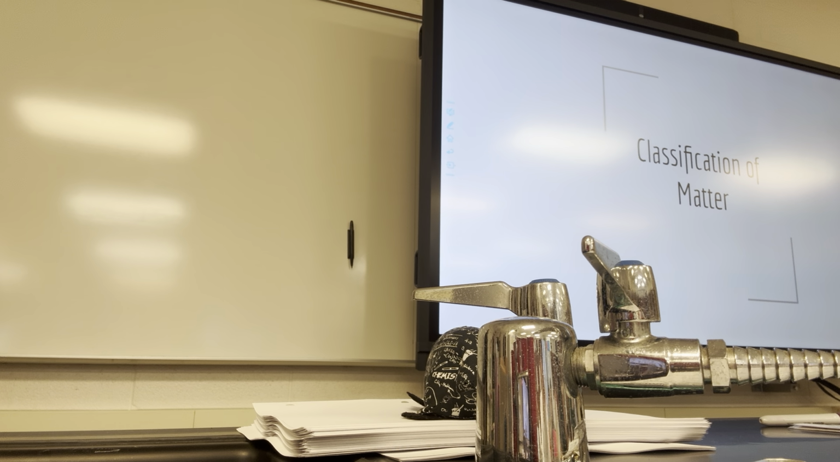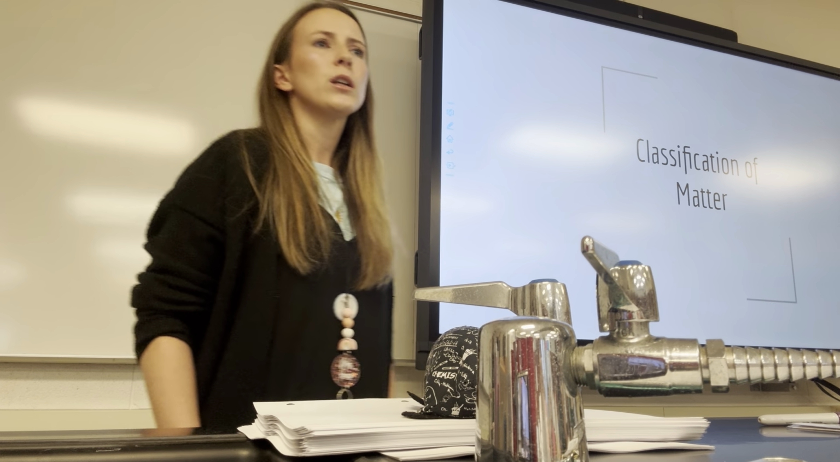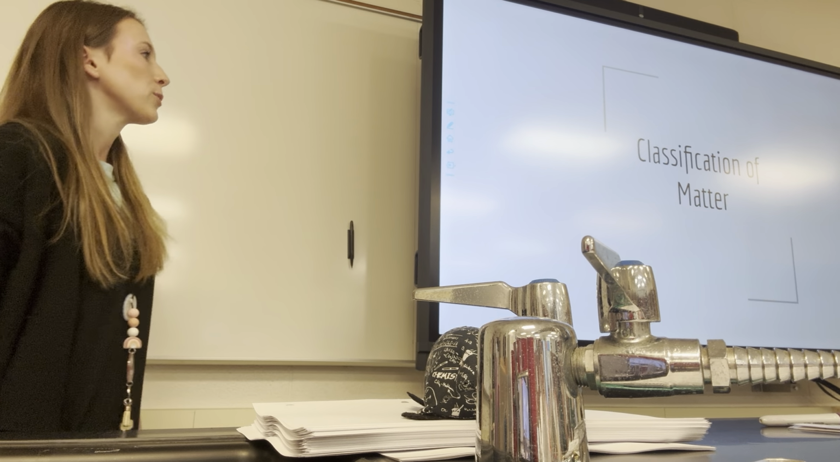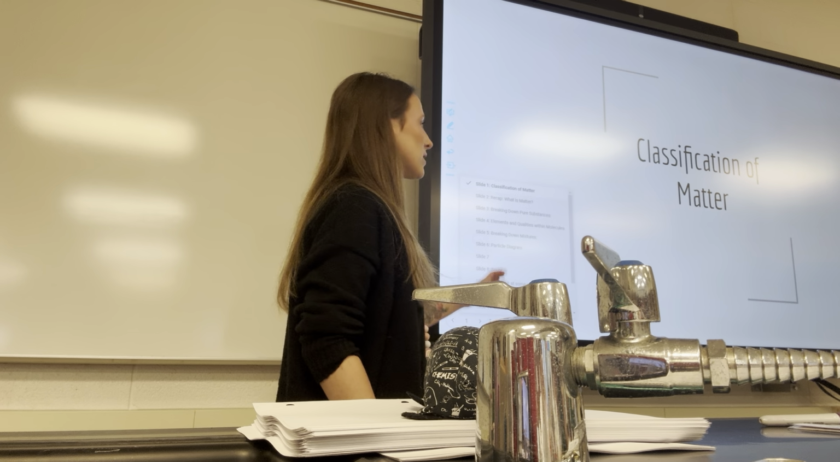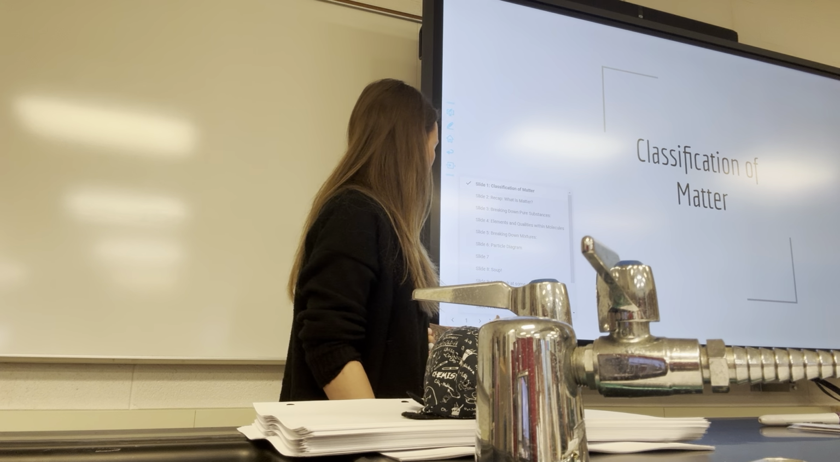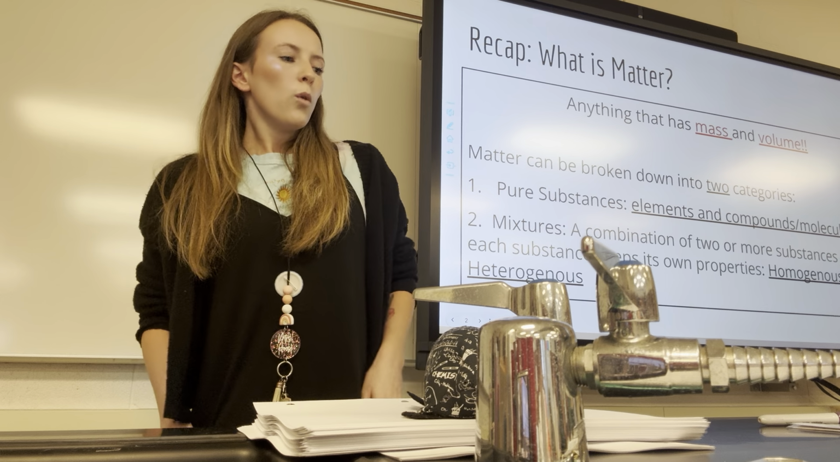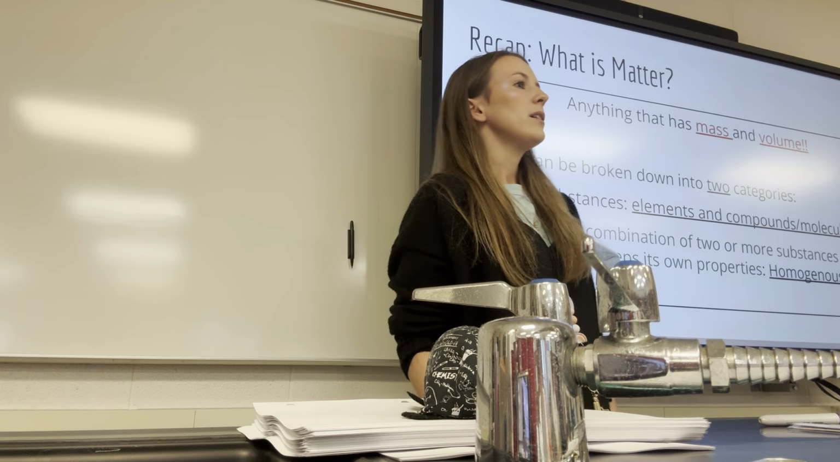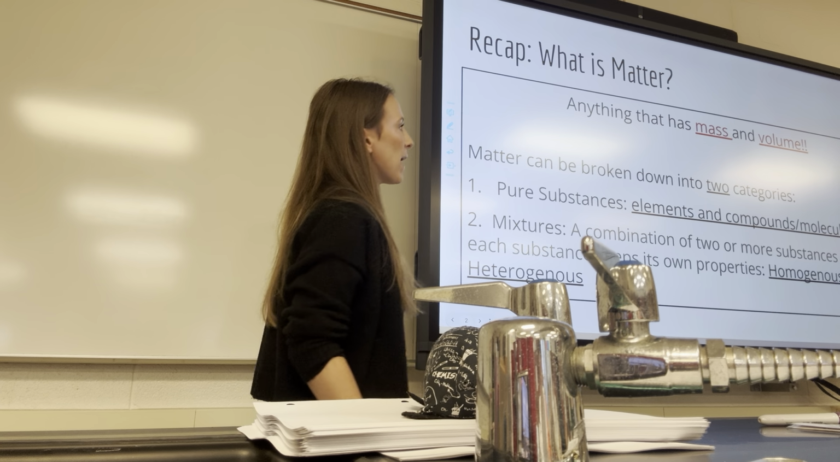All right, so we're going to talk about classification of matter. So we know what matter is, we're going to do a slight recap on that, and then we're going to talk about how we separate these categories and what they mean. This is not on your quiz tomorrow, this is new information, just so we're clear on that. So recap, what is matter? This should be locked in: anything that has mass and volume.